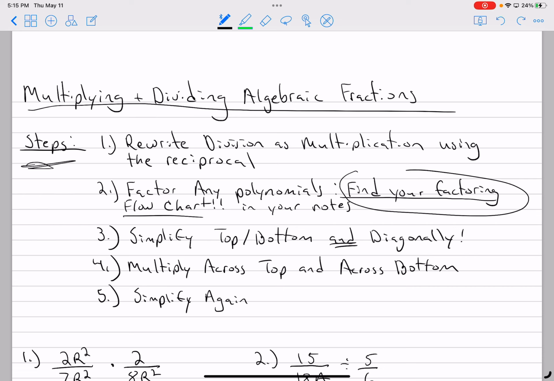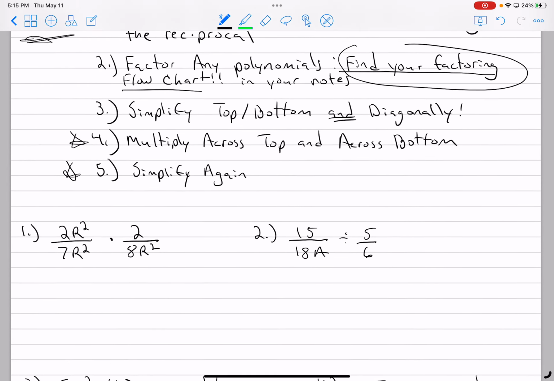3. Simplify top and bottom and diagonally. You can simplify a lot of different ways. 4. Multiply across the top and across the bottom. And finally, 5, check to see if you can simplify again. We are going to use those steps and do it as examples. Hopefully this is helpful to you.